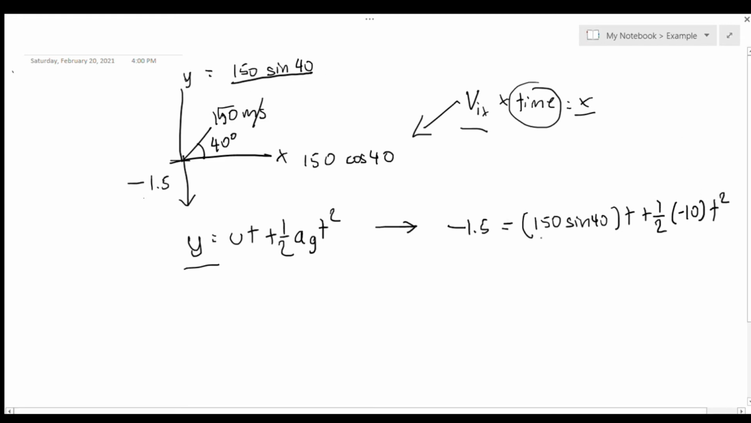Okay, now we can try and simplify some of the values we have. For example, 150 sine 40, after putting in the calculator, you would get 96.4. And with this, we can rearrange to get an equation that resembles the quadratic formula, which is negative 1.5 minus 96t plus 5t squared.